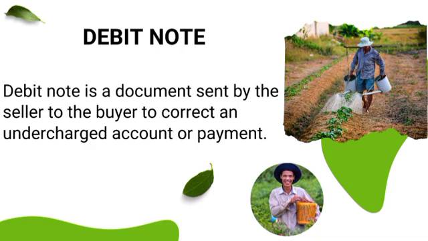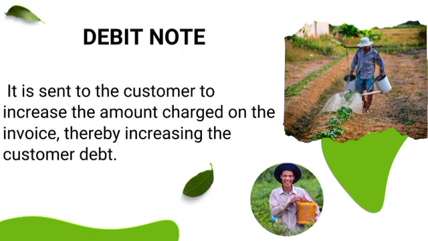This debit note is a document sent by the seller to the buyer to correct an undercharged amount of payment. It is sent to the customer to increase the amount charged on the invoice, thereby increasing the customer's debt. Let's say, for instance, like I said the other time, an invoice has been sent to a customer who has ordered a good, all right? But after the invoice has been sent, the seller now realizes that the amount to be paid by the buyer is not the actual amount sent to him or her.